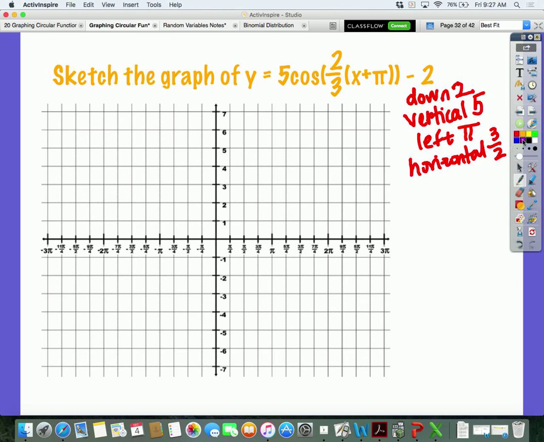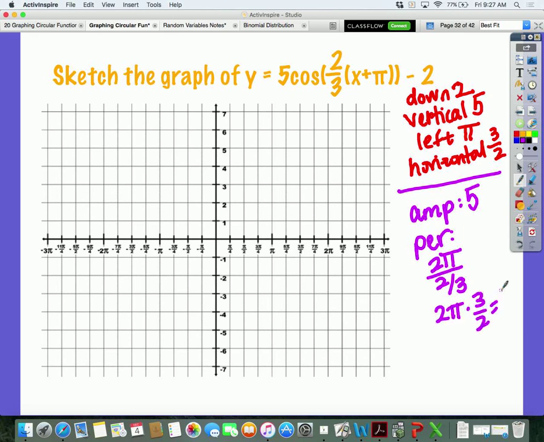Now, what if it asked you to find the amplitude? The amplitude would be 5. The period, you find that by doing 2 pi over b, which is 2/3. Whenever you're doing a horizontal stretch, it's always 1 over that value, so 1 over 2/3 ends up flipping. Multiplied by 2 pi, 3 times 2 is 6 pi, divided by 2, so my period is 3 pi.